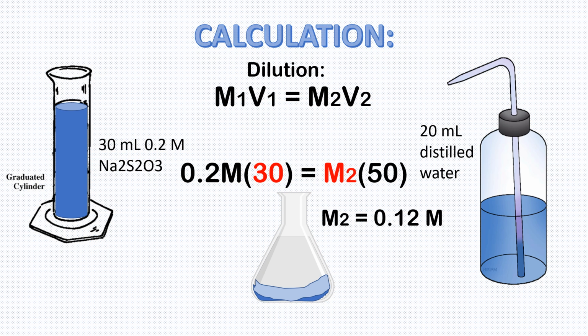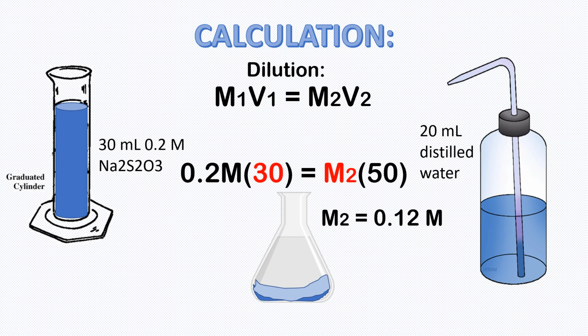Okay students, this is only an example for calculation. When you mix 30 ml 0.2 molar sodium thiosulfate with 20 ml distilled water, it means you already diluted the 0.2 molar sodium thiosulfate. So by using M1V1 equals to M2V2, you can calculate the new concentration after you mix with distilled water, or we call it as diluted sodium thiosulfate.